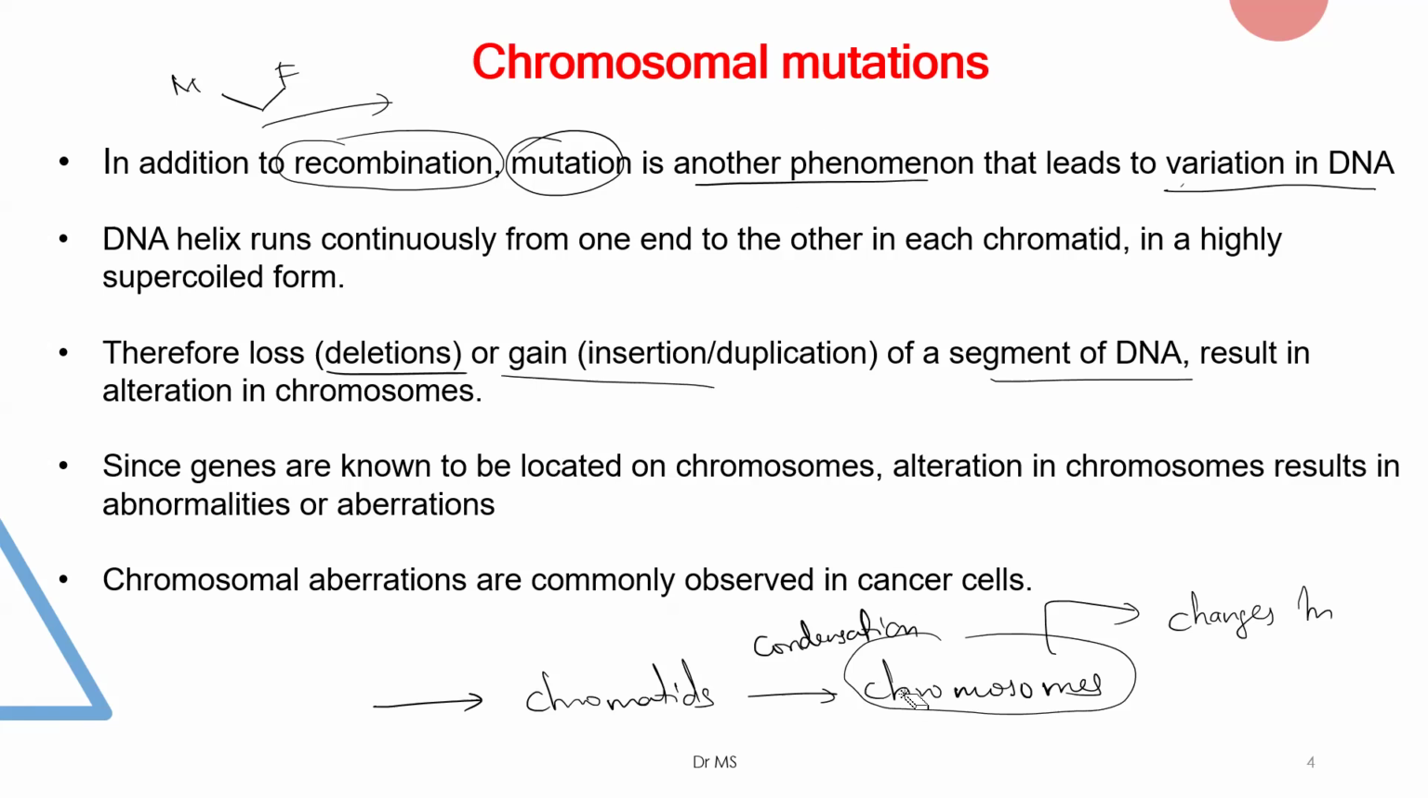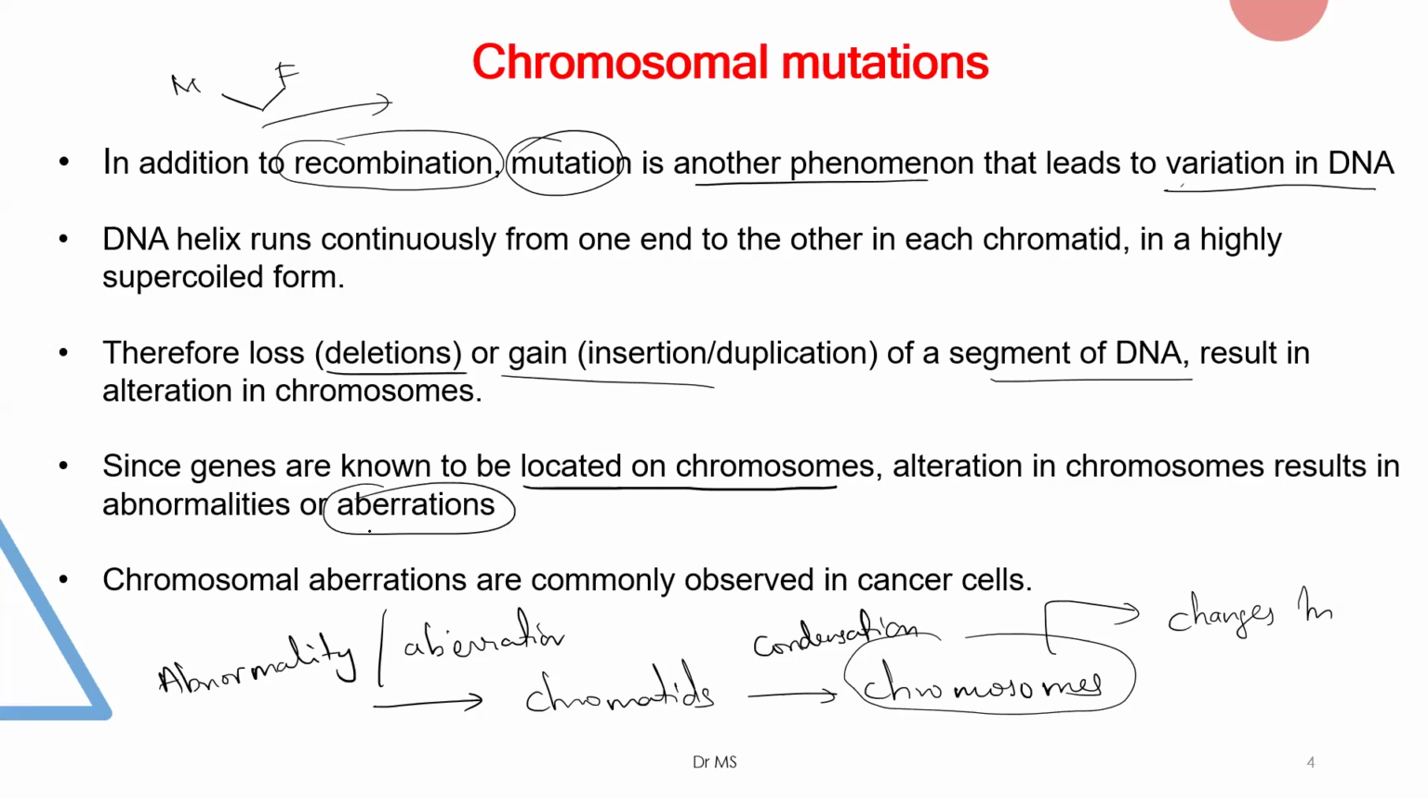So what's happening in a chromosomal mutation? There is a loss, that is a deletion of genetic information, or extra genetic information is added in a few segments of the DNA, which will induce changes in the chromosomes. It's called chromosomal mutations. Since the genes are known to be located on the chromosomes, any alteration in the chromosome results in causing abnormality or aberrations. Aberrations, in the sense, is synonymous with abnormality. The changes happen in the genetic material. They refer to the change in the structure of the chromosomes or the number of chromosomes. This genetic disorder, we call aberrations.